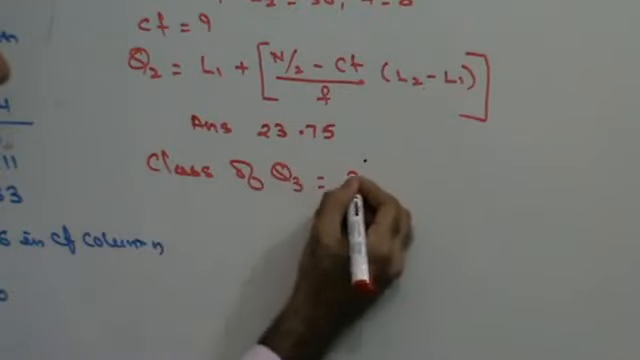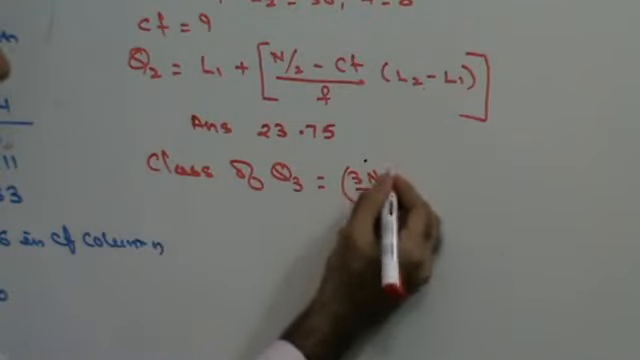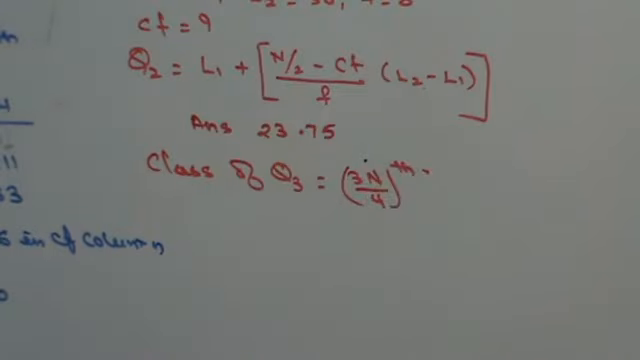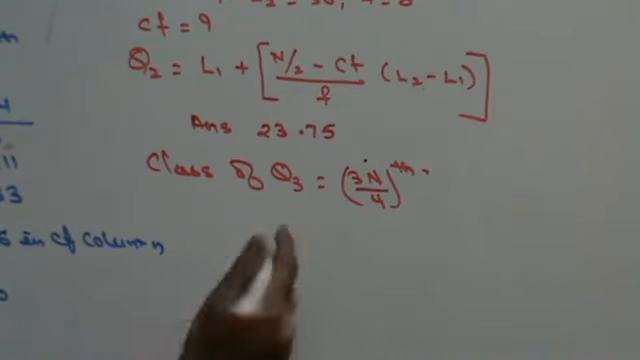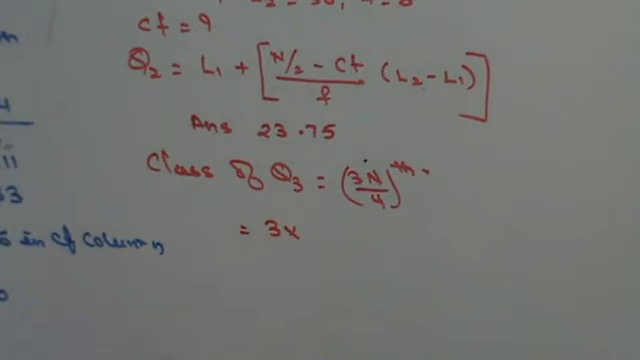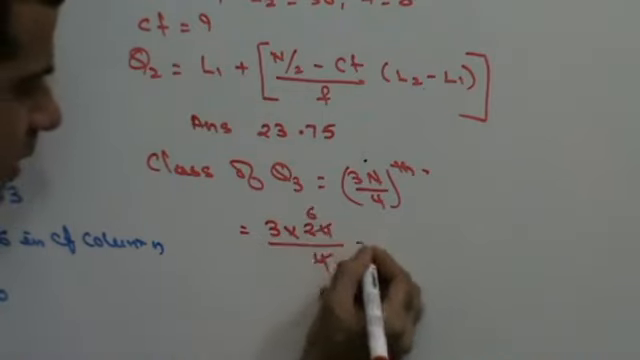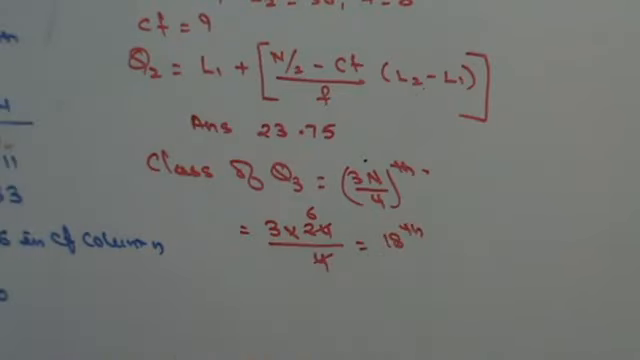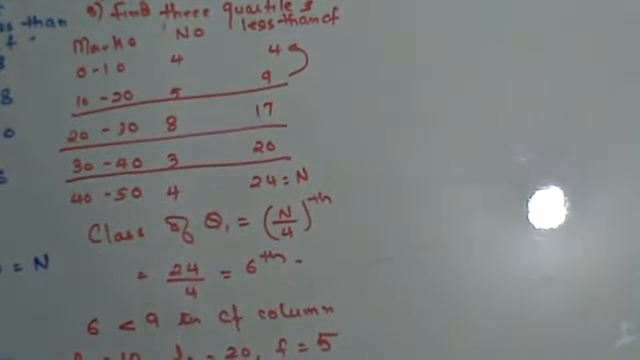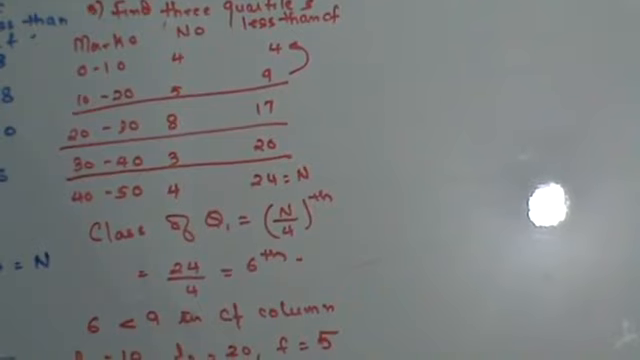Class of Q3 is 3n upon 4th term. Remember, we are using n because n is an even number. Had it been an odd number, then you have to do n plus 1. I hope you remember that. This is 3 into n, 24, upon 4, 6, 18th term. 18 is less than 20 in the CF column, guys.